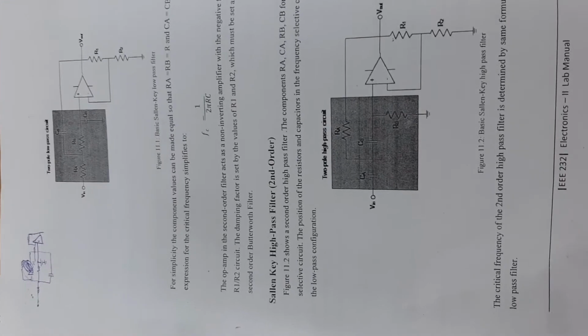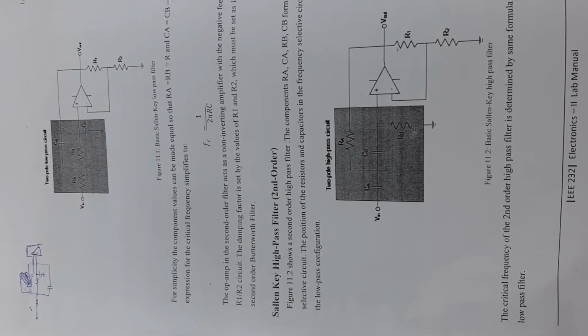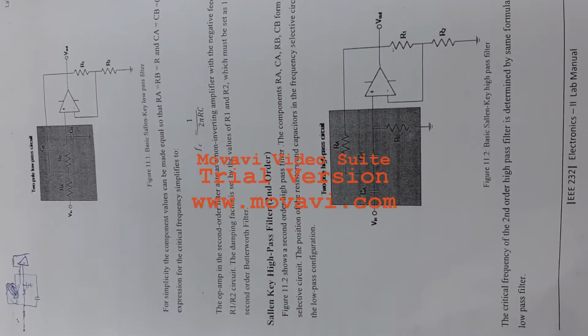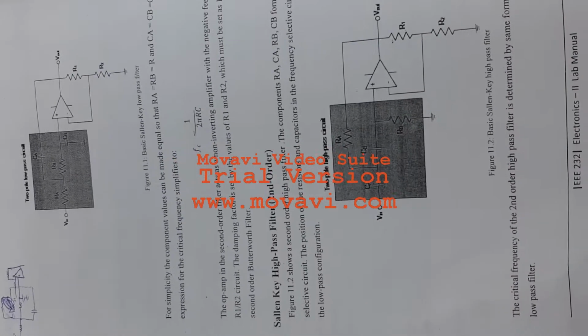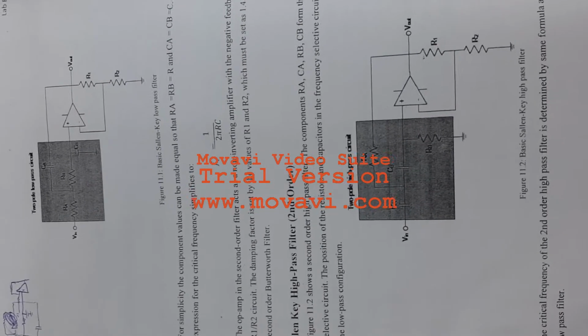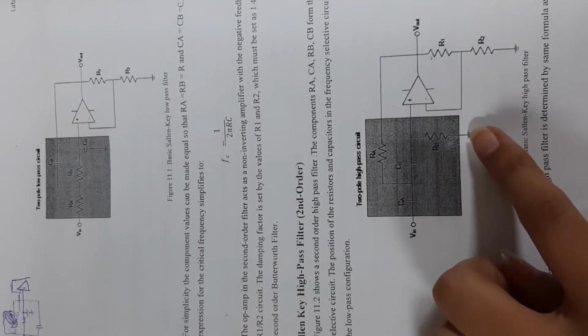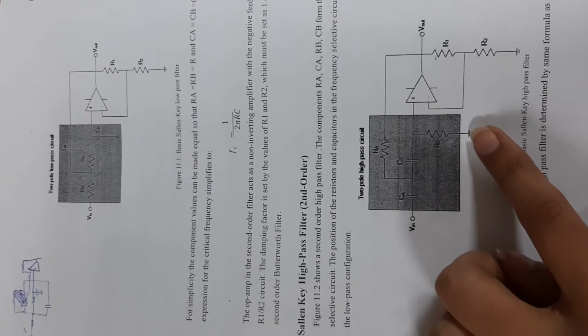This task is about the design of second order high pass filters. The second order high pass filter is the same as the second order low pass filter. You can clearly see in diagrams 11.1 and 11.2 that the only difference is the position of these capacitors and resistors, and these capacitors and resistors are what actually perform the filtering.